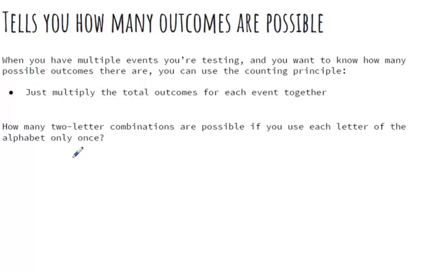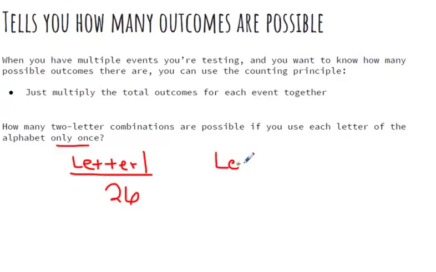of the alphabet. So that means for letter 1 we have 26 choices. Alright, now an important part of this problem is that we are using each letter only once. So for letter 2 we are going to have one less choice, because say you pick A for your first letter, you cannot pick A again. So that means you're only going to have 25 choices.